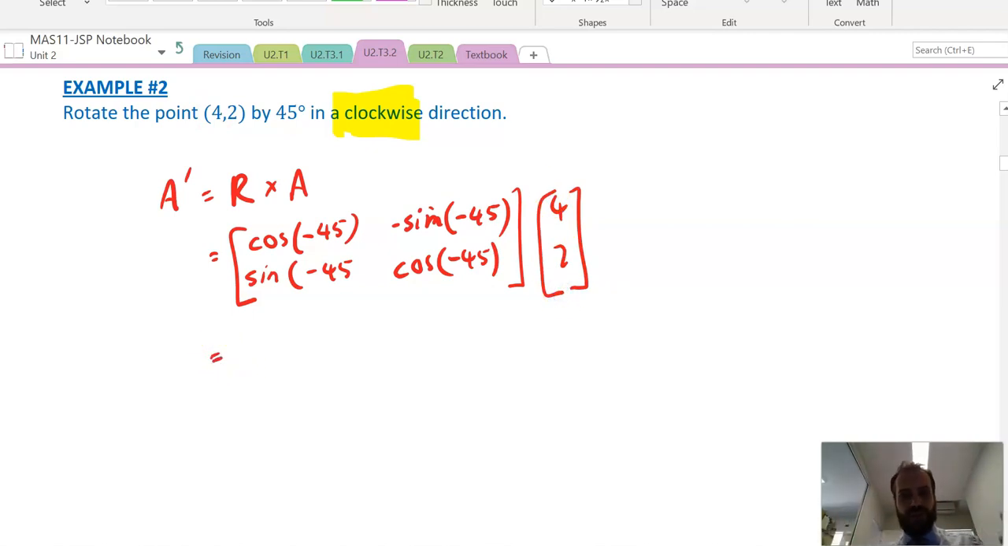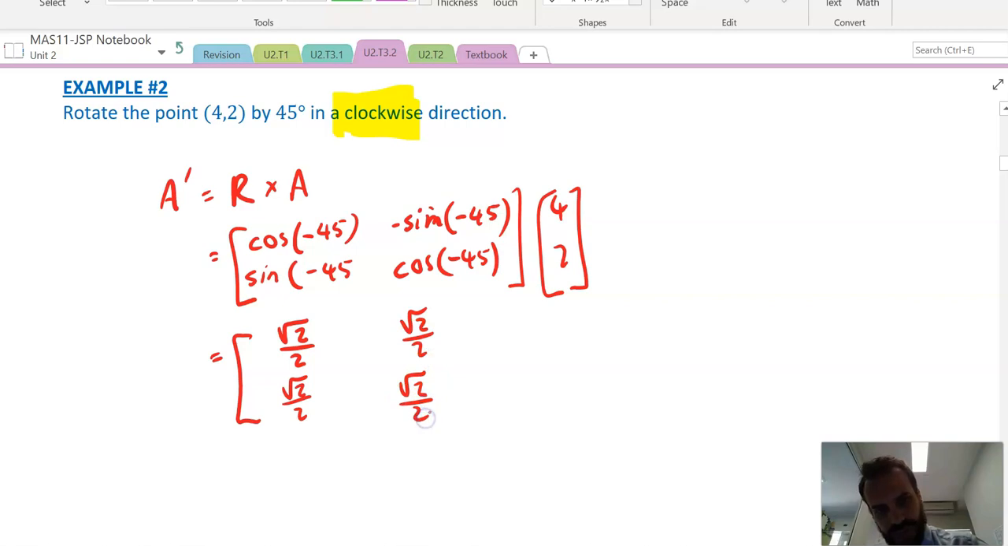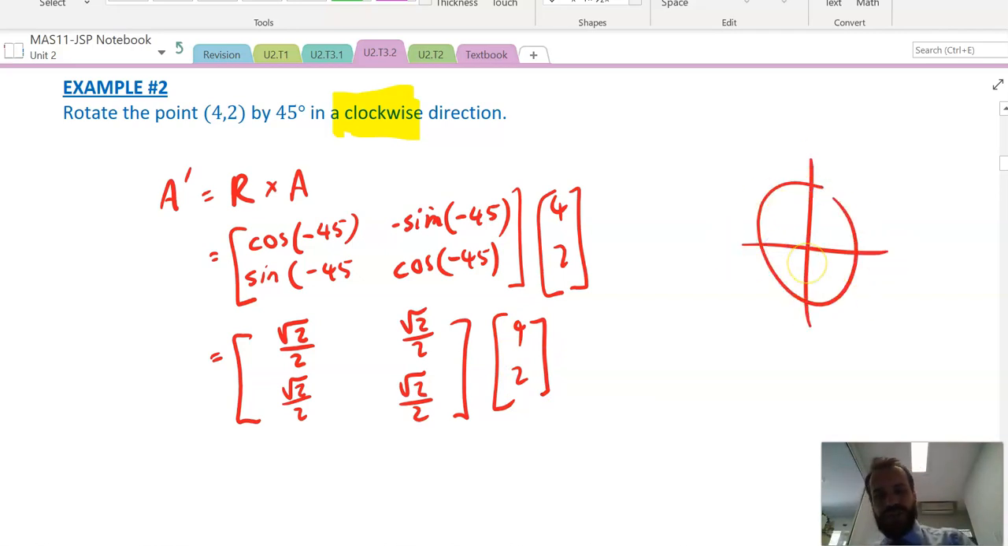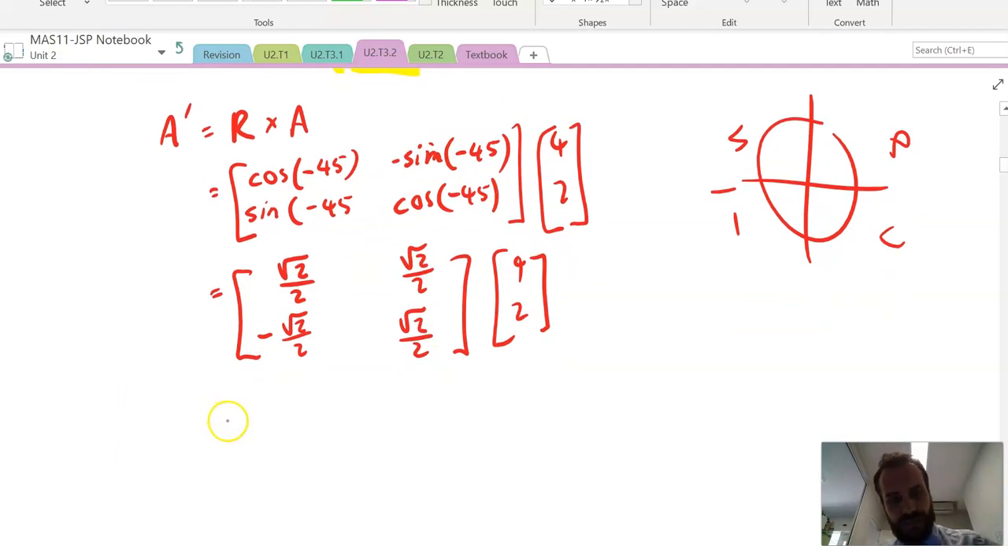All right, so all of that is our root 2 on 2. Root 2 on 2, root 2 on 2, root 2 on 2, root 2 on 2, then 4 and 2. But we need to consider which ones of these are positive and which ones are negative. We're in the fourth quadrant, CAST. So cosine is going to be positive. That one's going to be negative because it's sine in the fourth quadrant. And this one is going to be positive, because it's negative sine in the fourth quadrant. Okay, and from there, we just multiply these matrices and we're done.